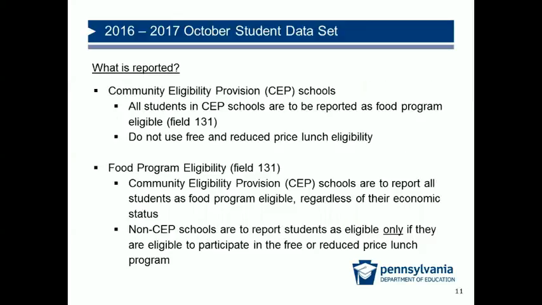Community Eligibility Provision, or CEP, schools. All students in CEP schools are to be reported as food program eligible, Field 131. You cannot use free and reduced price lunch eligibility when determining your students' food program eligibility, Field 131. CEP schools are to report all students as program eligible regardless of their economic status. Non-CEP schools are only to report students as eligible if they are eligible to participate in the free or reduced price lunch program.